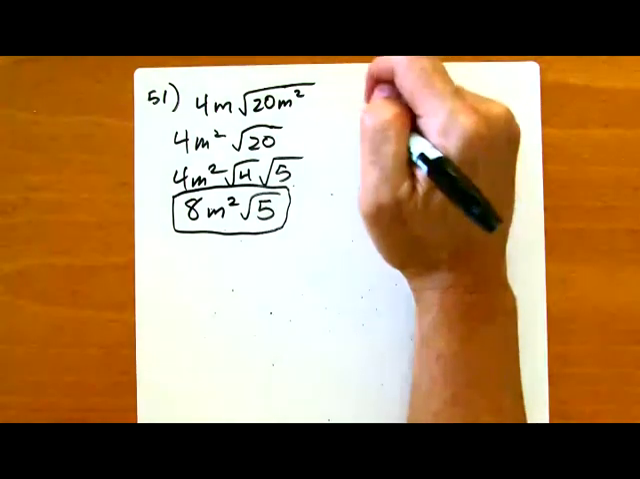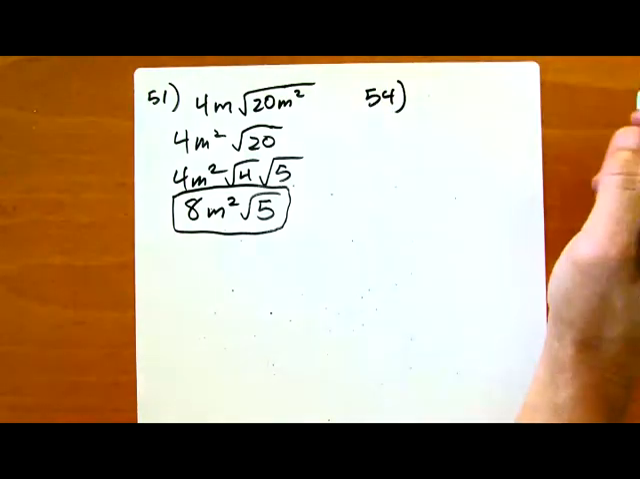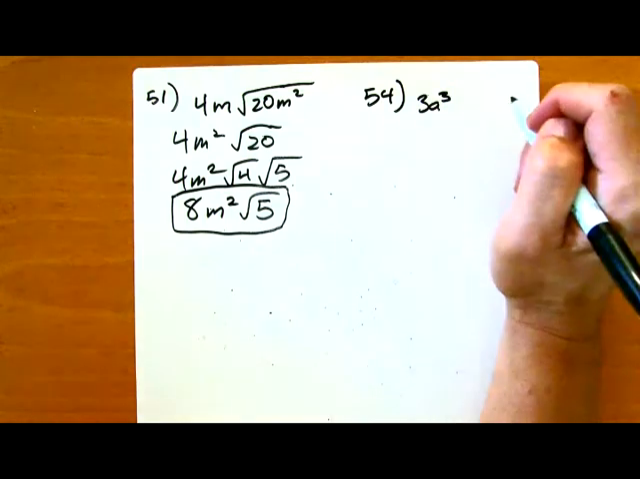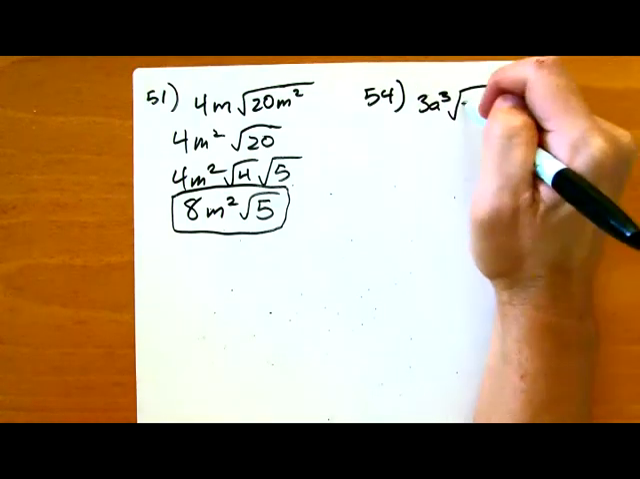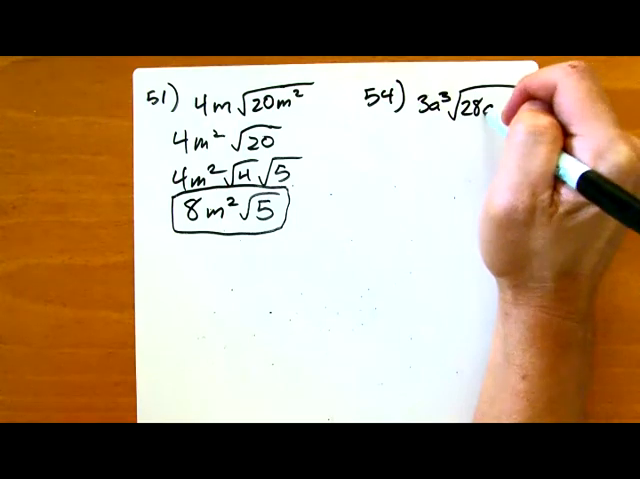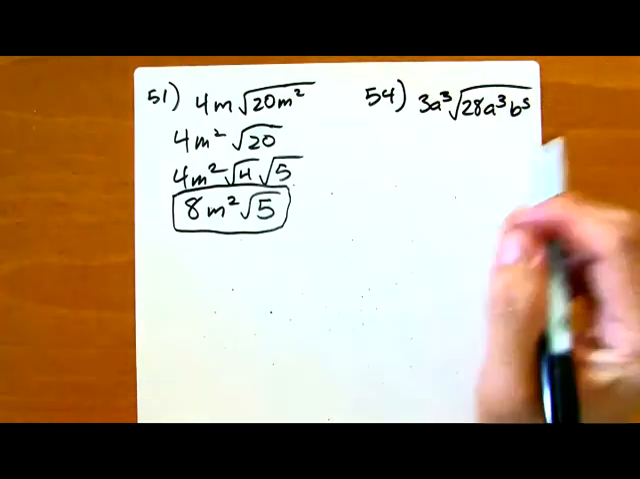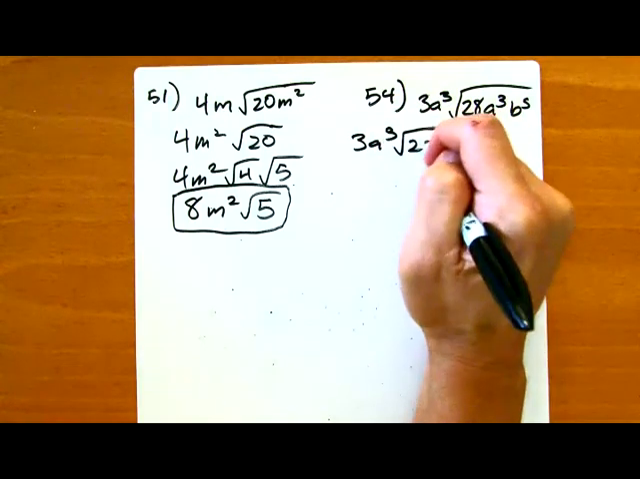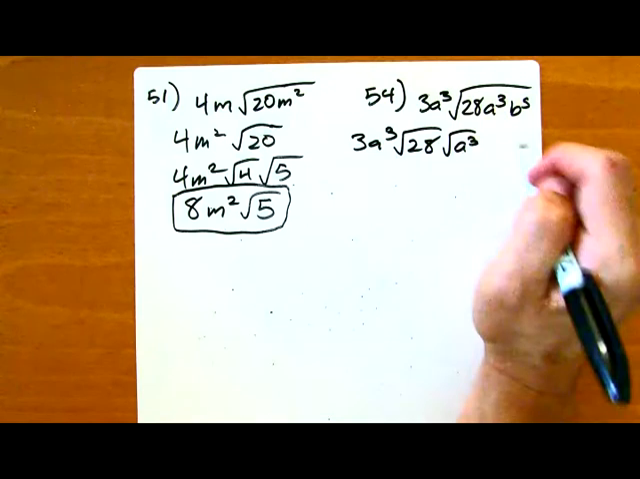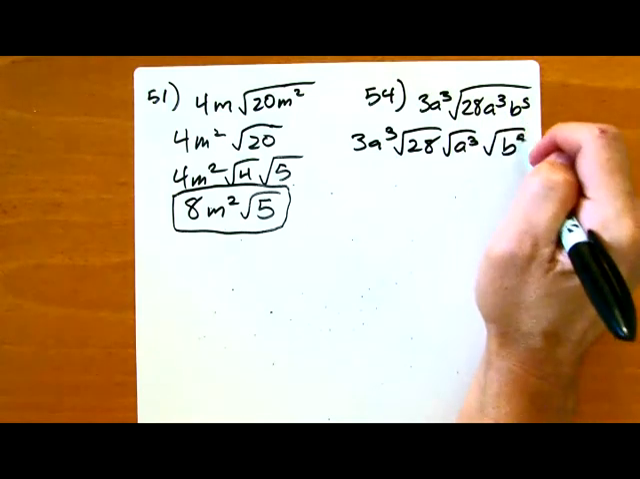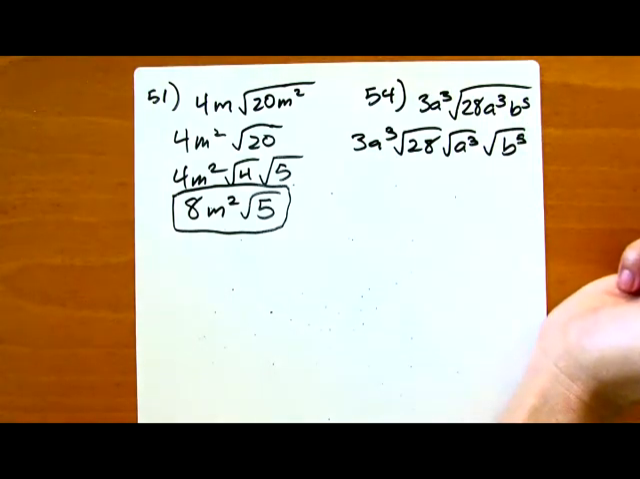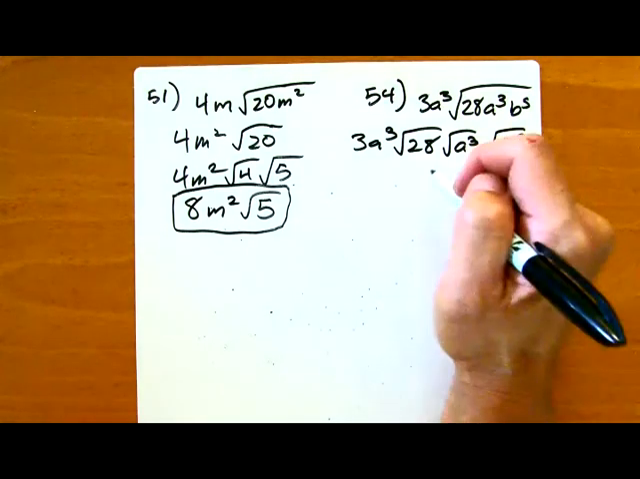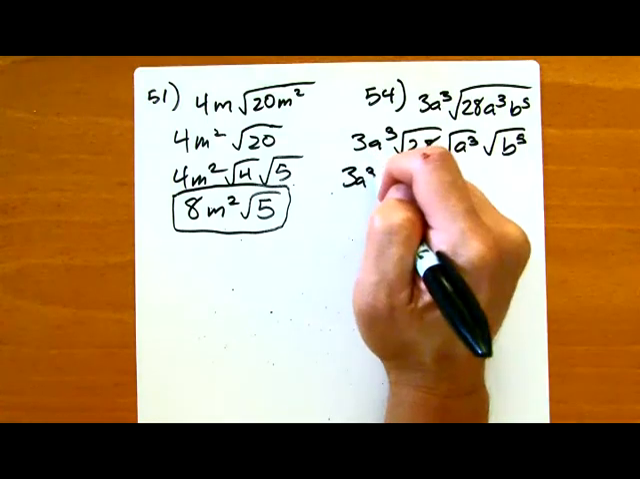Last one, 54. 54 says 3a to the third radical 28a to the third b to the fifth. I'm going to split it up. 28a to the third b to the fifth. I need to split it up further. I cannot square root anything the way it is. So 3a to the third.